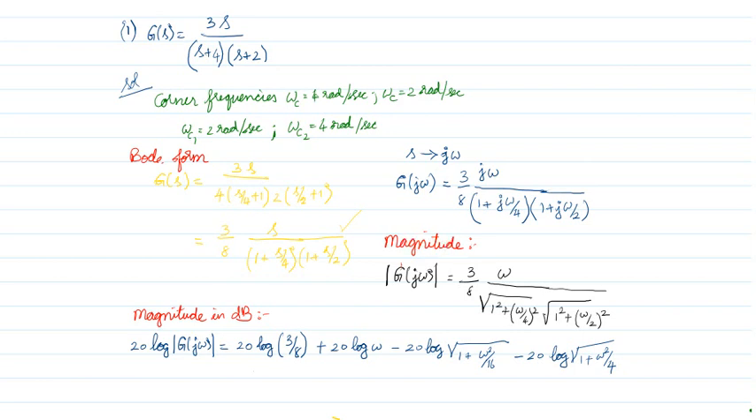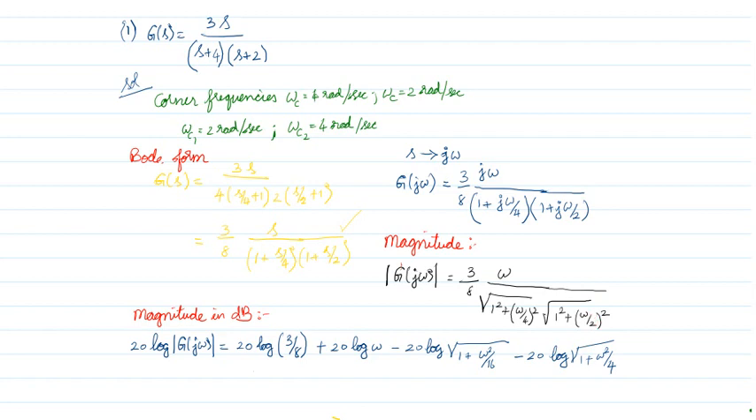What is the magnitude? Okay, 3 by 8, magnitude of j omega is omega, magnitude of 1 plus j omega by 4 is square root of 1 square plus omega by 4 whole square, where the real part is 1 and the imaginary part is omega by 4. Similarly here, real part is 1, imaginary part is omega by 2. So square root of 1 square plus imaginary part square. This is how we take the magnitude. We have discussed these things already.